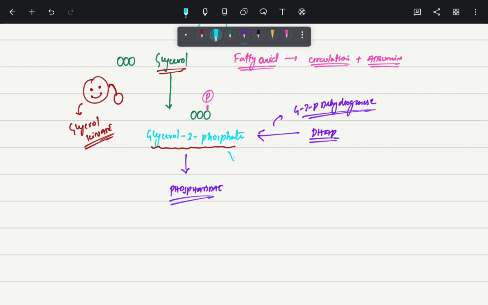So glycerol 3-phosphate, what was it? It is a triose phosphate. Okay, so that's how a triose phosphate such as your glycerol 3-phosphate can be synthesized from your glycolysis or your lipolysis pathway.